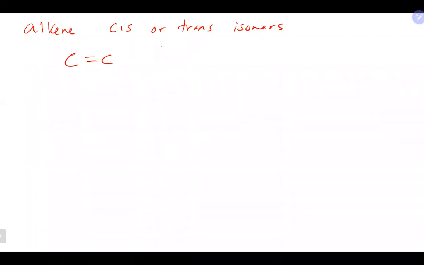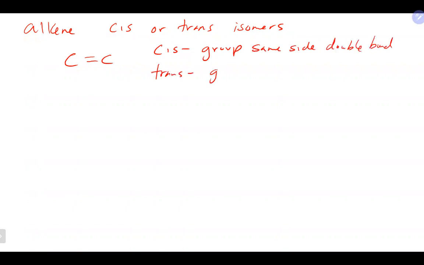And what cis means is the groups are on the same side of the double bond. And trans means that they are on opposite sides. So there are a couple of rules to decide whether or not you actually can have a cis or trans isomer. It all revolves around the carbon-carbon double bond. So you want to isolate those guys.